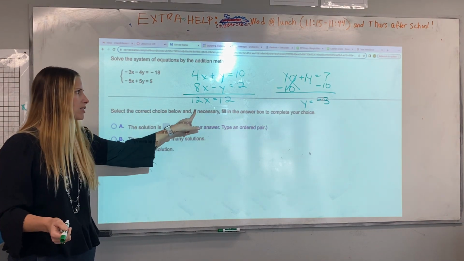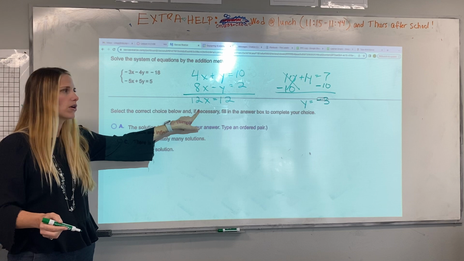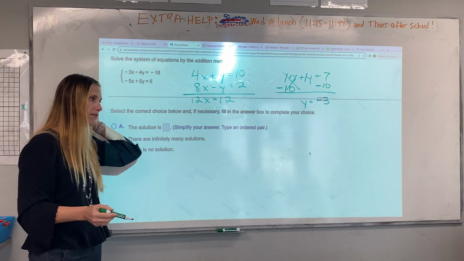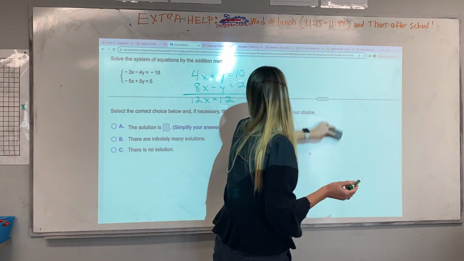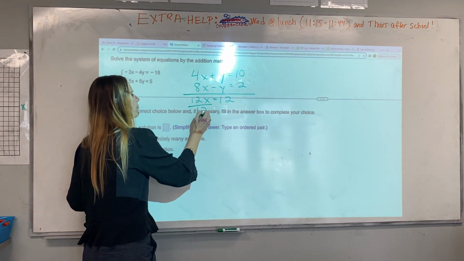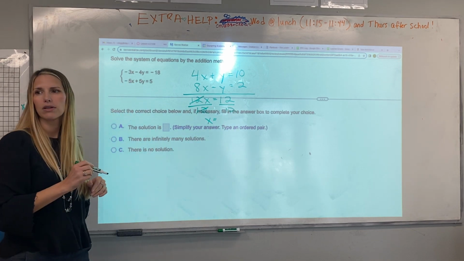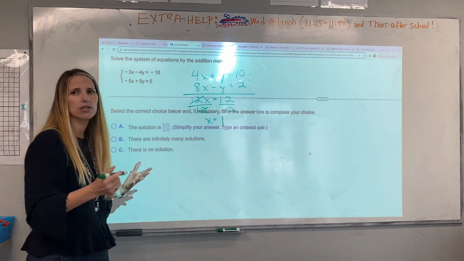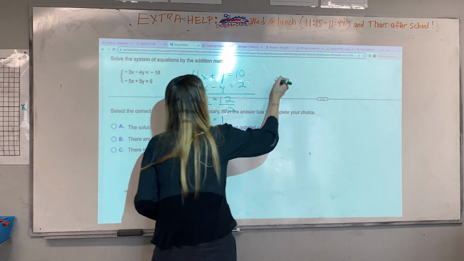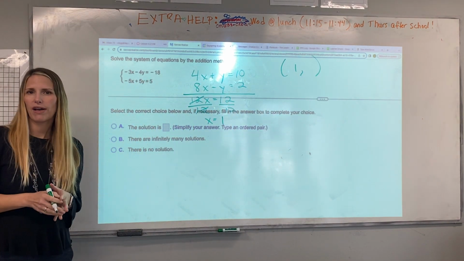Melanie, back to you. And this one, what did you get for your x value? Did you solve it yet for x? Okay. Can you tell me what x would be, or tell me how to solve for x? Divide by 12 on both sides. X equals what? Yeah, x equals 1. So that's the first part of the solution. Now, Melanie, how do we solve for our y value?